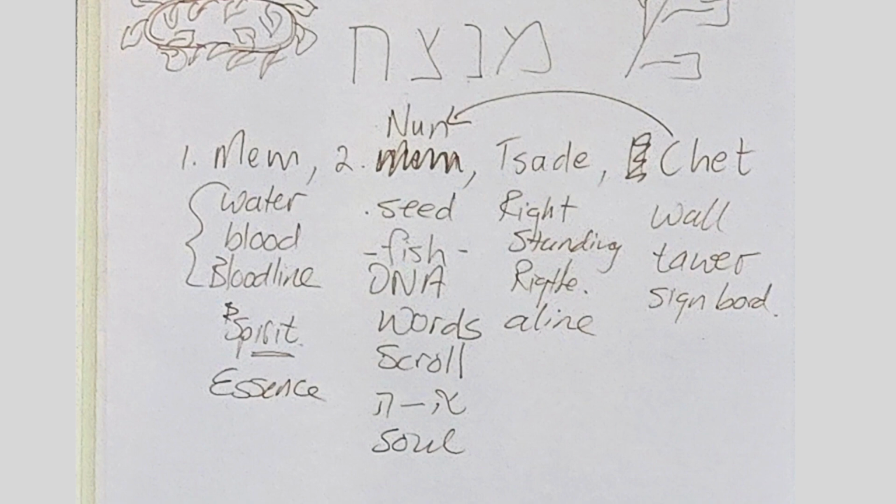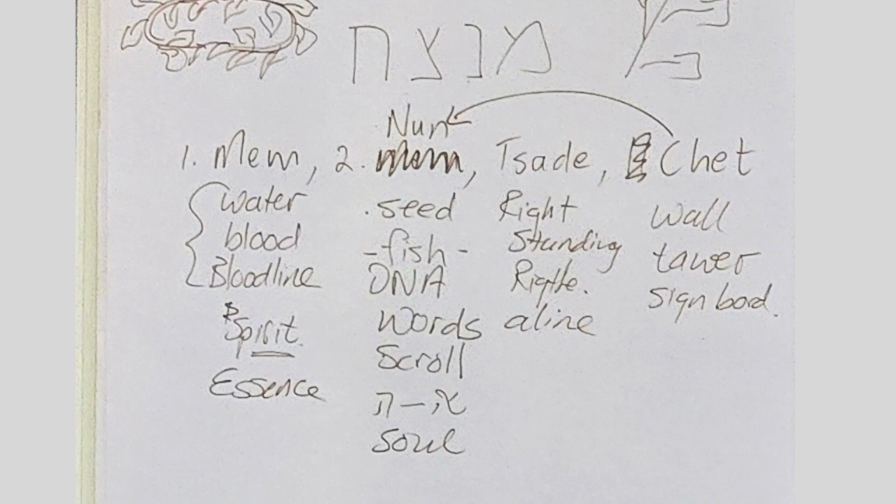That must be nun. So it's mem, nun, tsade. Let's look at nun. Nun means seed. It also can mean fish. The reason why it's talking about fish is because a fish is found in the waters. So you will find the sperm in the waters of a man, the man's seed, his DNA.